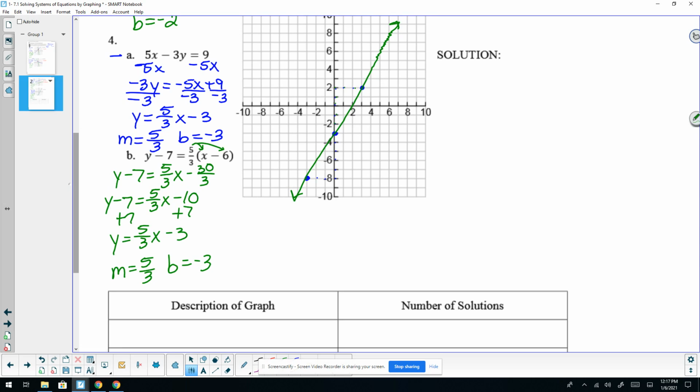If they are the same line, that means that every point possible on that line would satisfy both A and B for my system. So that means that I have an infinite number of solutions. So if both equations give you the same line, you have infinite solutions for a system of equations.